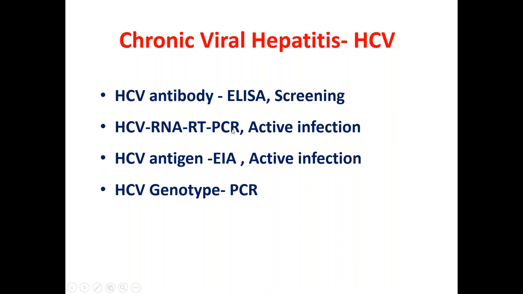So, normally we do a real-time polymerase chain reaction. Recently, antigen testing has also become available. The advantage is that it is much cheaper as compared to PCR testing and can be done easily. However, it is still not widely available. Previously, genotype was very important because interferon was the drug of choice. But as new drugs are now becoming available, genotype testing is optional in these treatment patients.